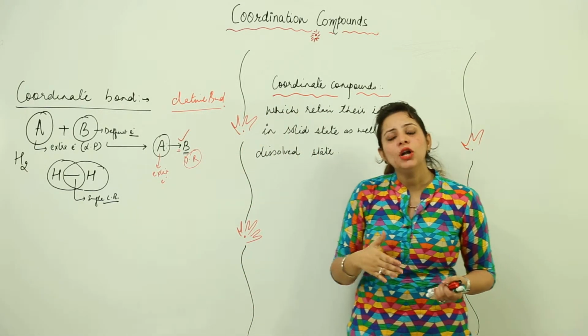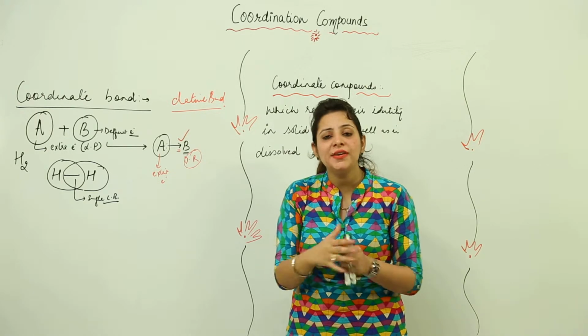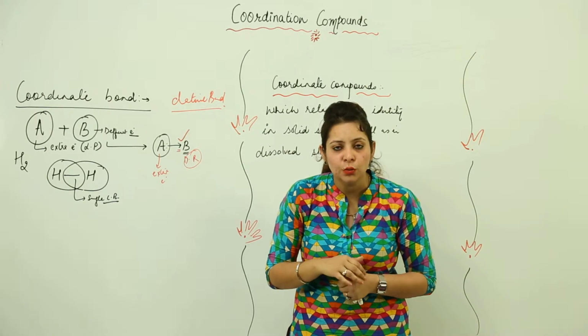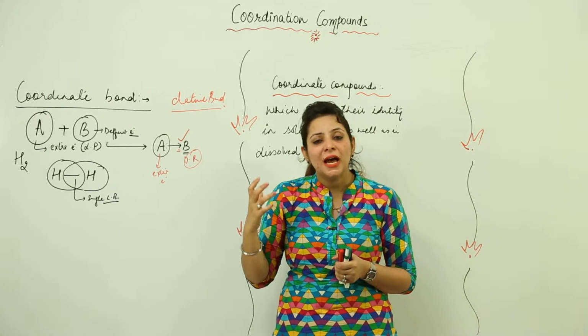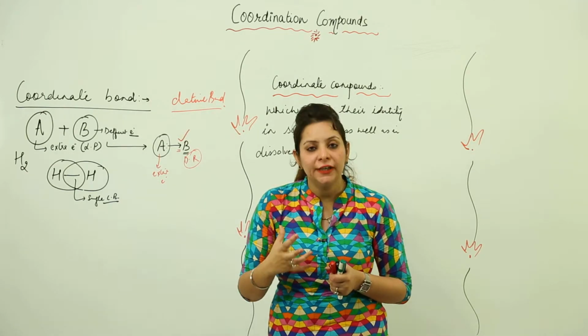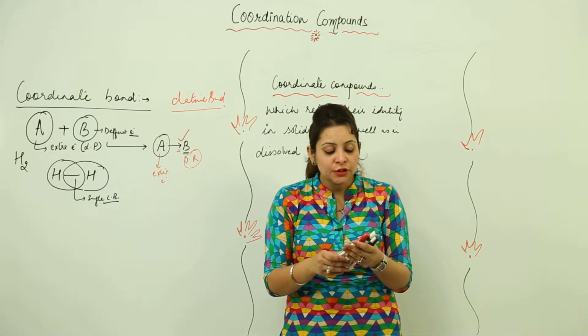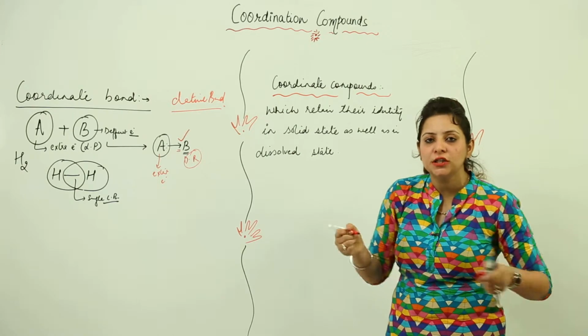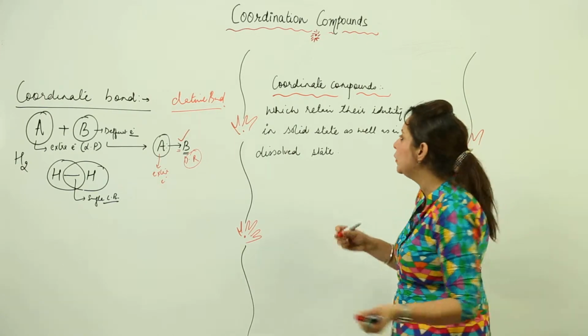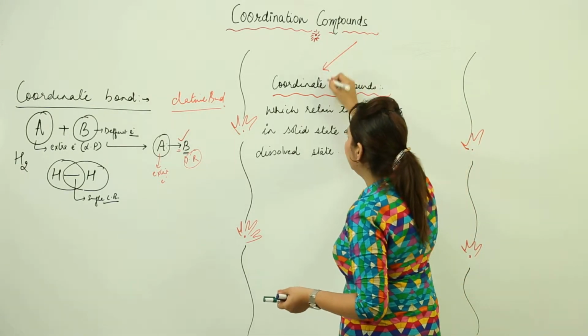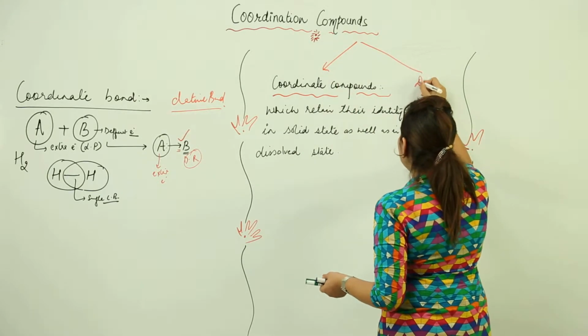So now, as you all know what a coordinate bond is, obviously if we talk about the coordination compounds or the complex compounds, as the name suggests, they must be having a coordinate bond between them. So actually we observe two kinds of salts basically, or two kinds of compounds basically. One is the coordinate compounds and the other is the double salts.